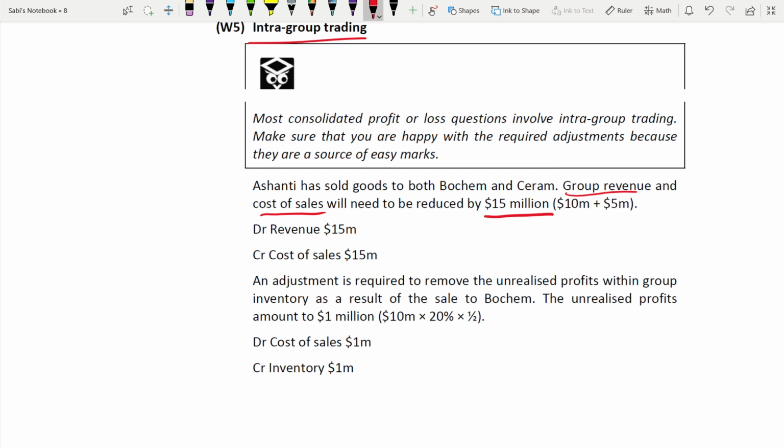So how are you going to eliminate it? Revenue normally we write on the credit side, but to cancel it off, you write it on the debit side. That's why debit revenue 15 million. Next, cost of sales we write on the debit, but to cancel we have to write on the credit side. Therefore, credit cost of sales 15 million. Okay. Now we'll see how 10 and 5.